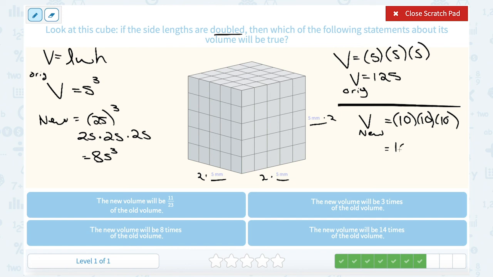And then, of course, you could compare this and say, well, how many times does 125 go into 1,000? To figure that out, we could divide 1,000 divided by 125. And that gives me 8. So either way, whether you work with the formula or whether you plug in the numbers, we can see we get the same thing. The new volume will be 8 times the old volume.